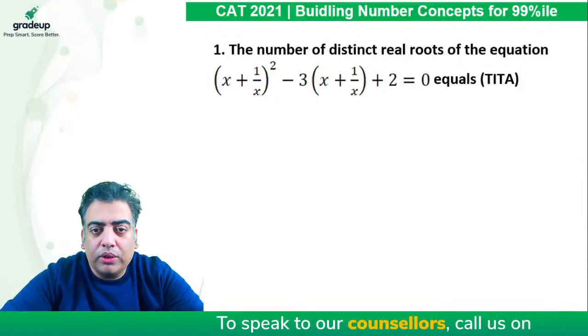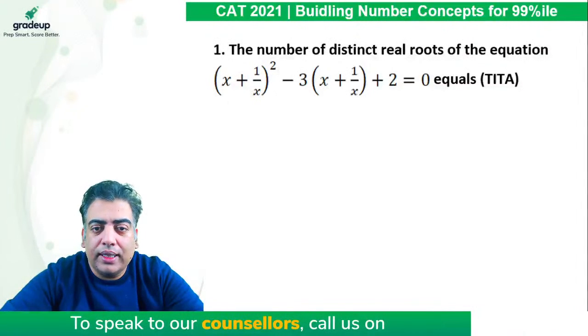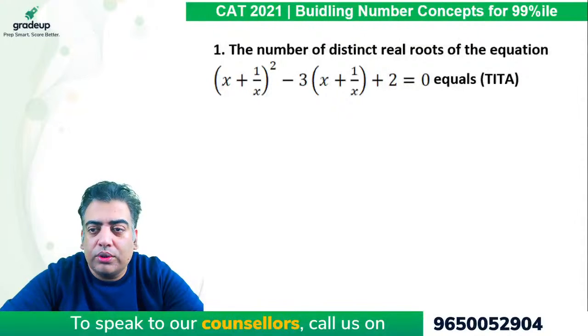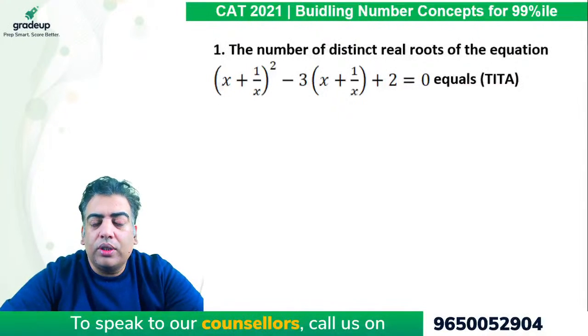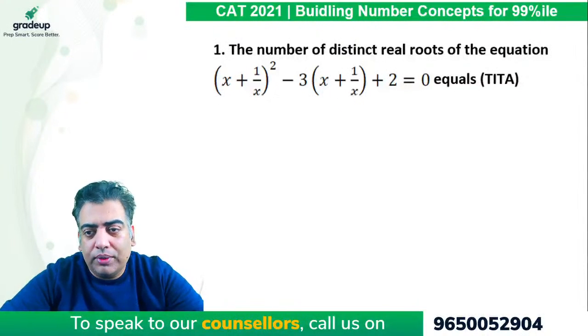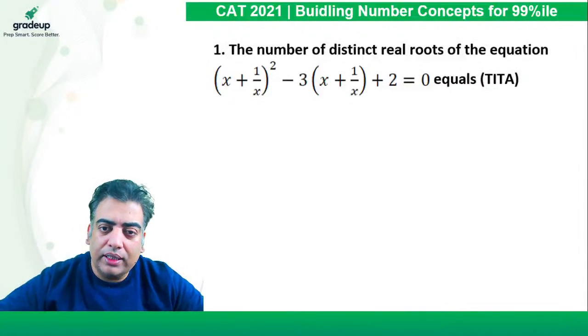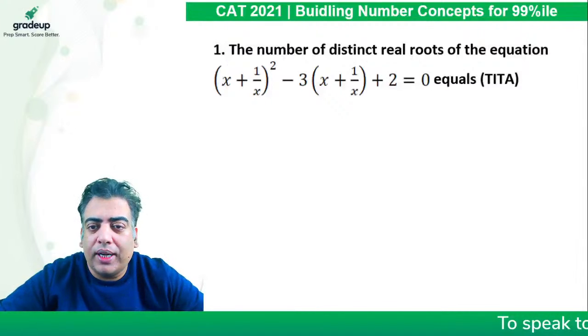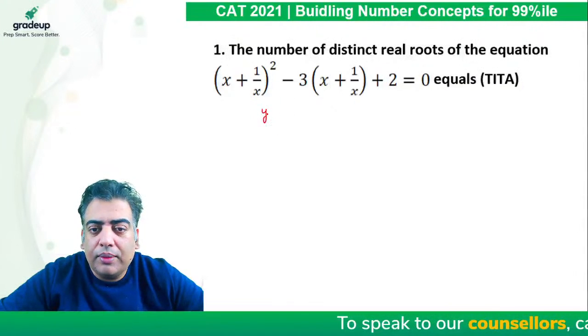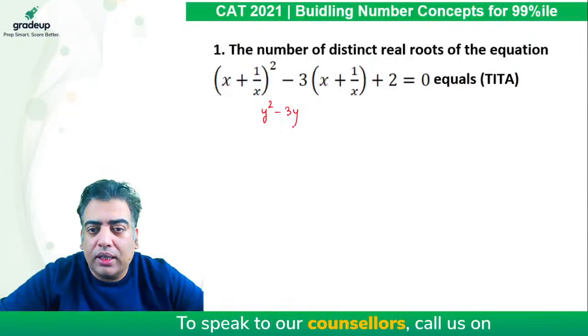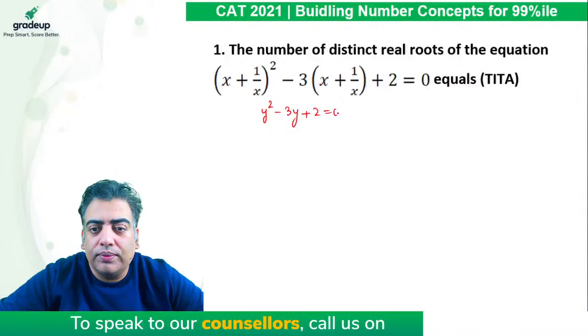So let's talk about question number 1. Here he says the number of distinct real roots of the equation. So this is one question we did in our school time. All right. So in this case, we will put x plus 1 upon x as y. So it can be rewritten as y square minus 3y plus 2 equals 0.